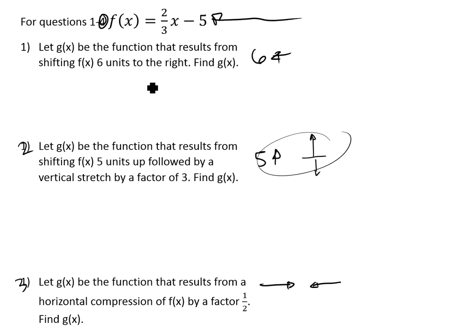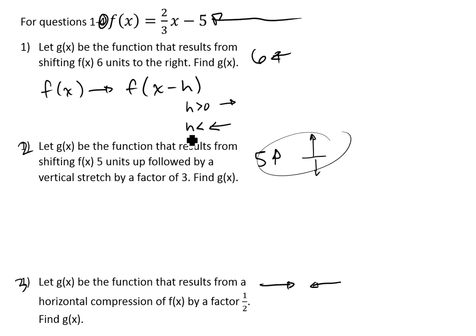The first one is a 6-unit shift to the right. If I have a function f of x, I can translate it to the right or left using the rule f of x minus h. If h is positive, greater than 0, it moves to the right. If h is negative, less than 0, it moves to the left. Please notice that it is x minus an h, so I'll either be subtracting a positive or subtracting a negative value.